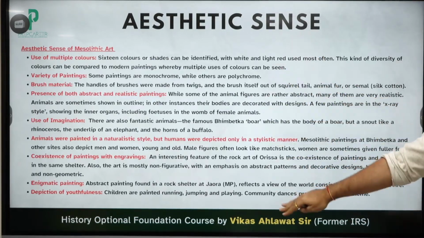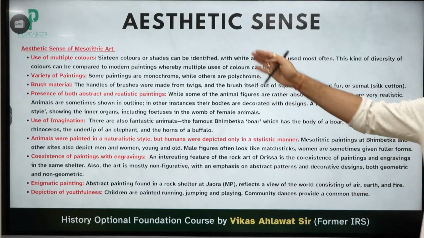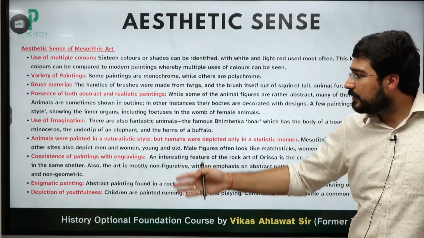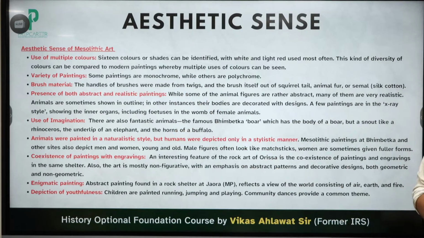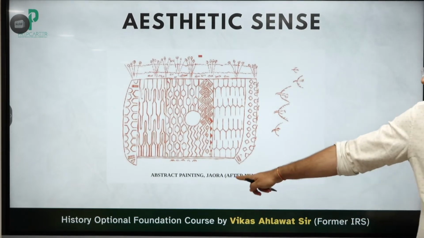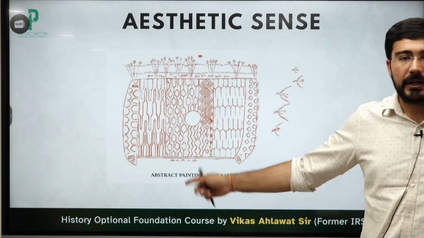This we have already covered: the aesthetic sense of Mesolithic, the multiple colors, variety of painting, brush, abstract and realistic, imagination. Okay, all these points are already covered. This is an abstract painting. Now, its meaning is not understandable. This we have found from a place known as Jaora. Abstract painting.